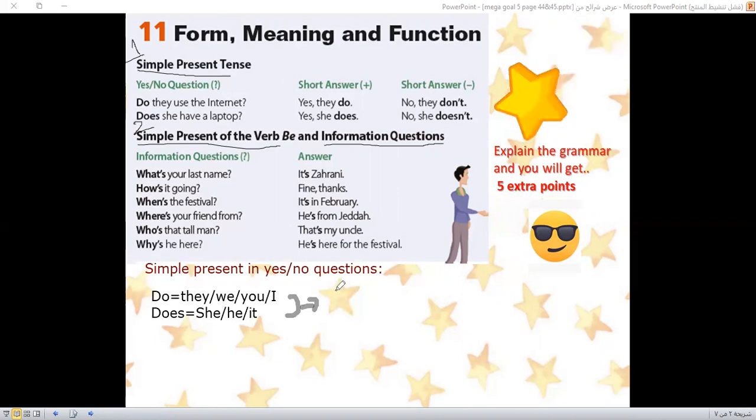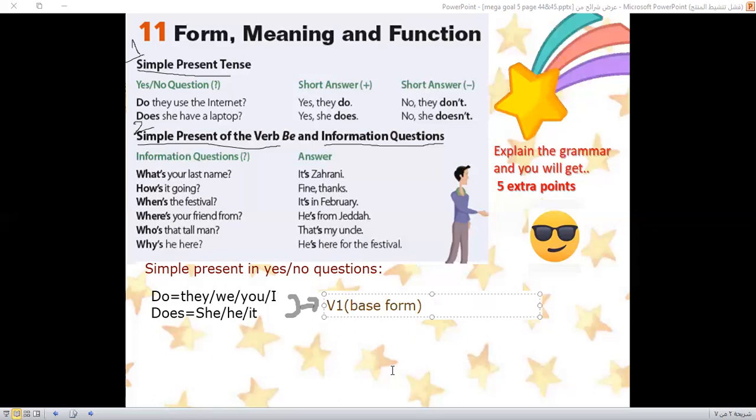Do they? For example, the verb play. How am I going to write play here? Does she? Thalith, what's wrong? Thank you, Jude. Yes, it's going to be verb one, verb without anything. So if I'm going to say does she or do they, I'm going to have verb one, meaning the base form, without anything. Very good.